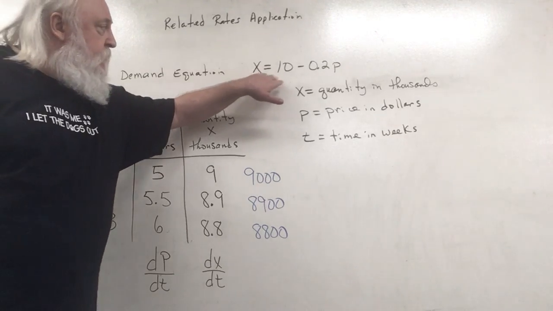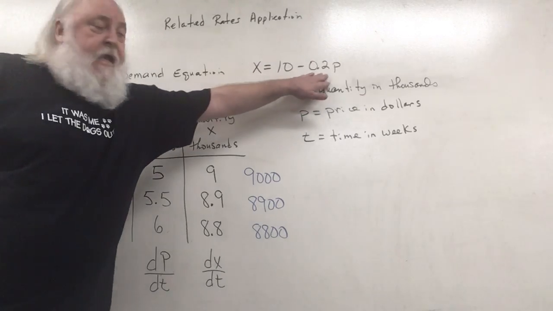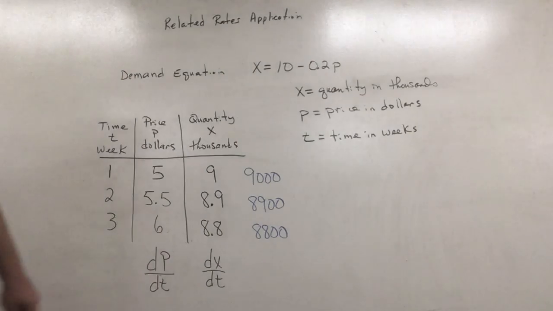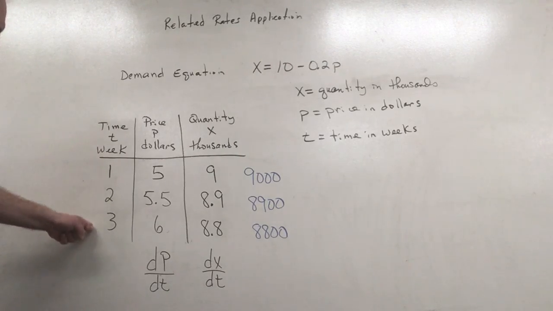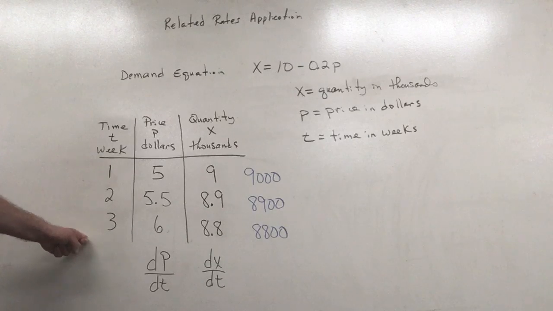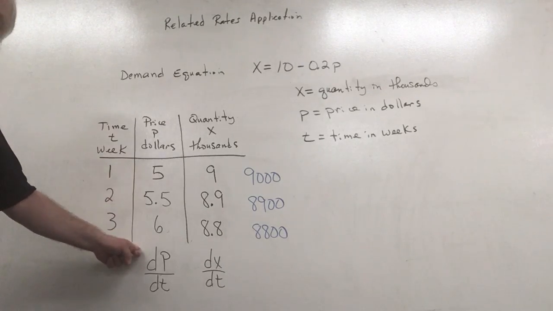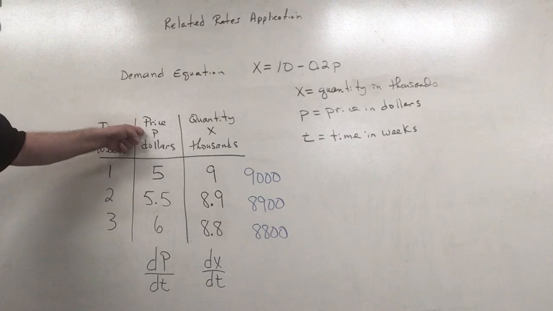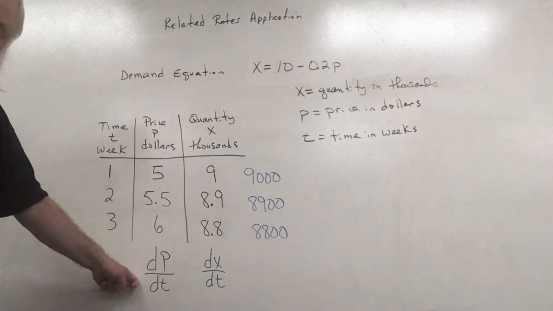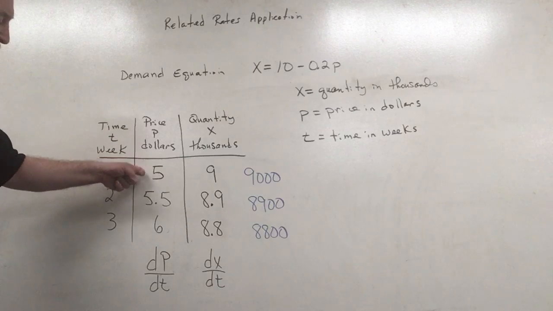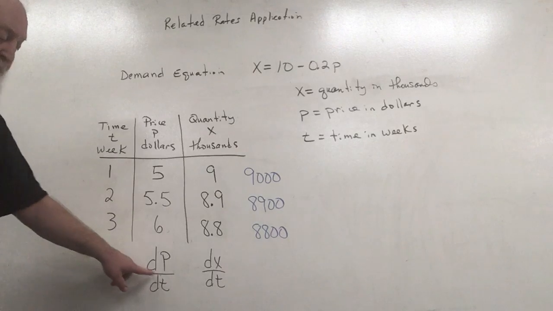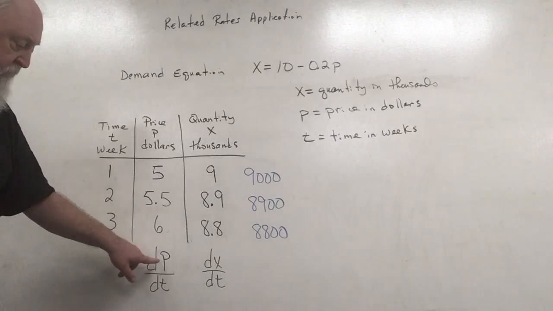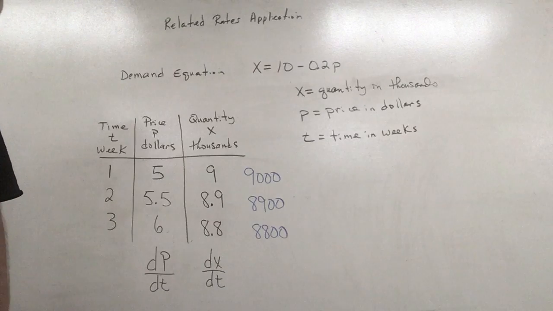The demand equation tells us how much we're going to sell at each price p. But what I want you to see here is there's a third dimension to this problem. Across time, from week 1 to week 2 to week 3, the price is changing. And so the price changes as time changes. We measure the change in price as time changes with the derivative dp over dt, the derivative of the price p with respect to time.